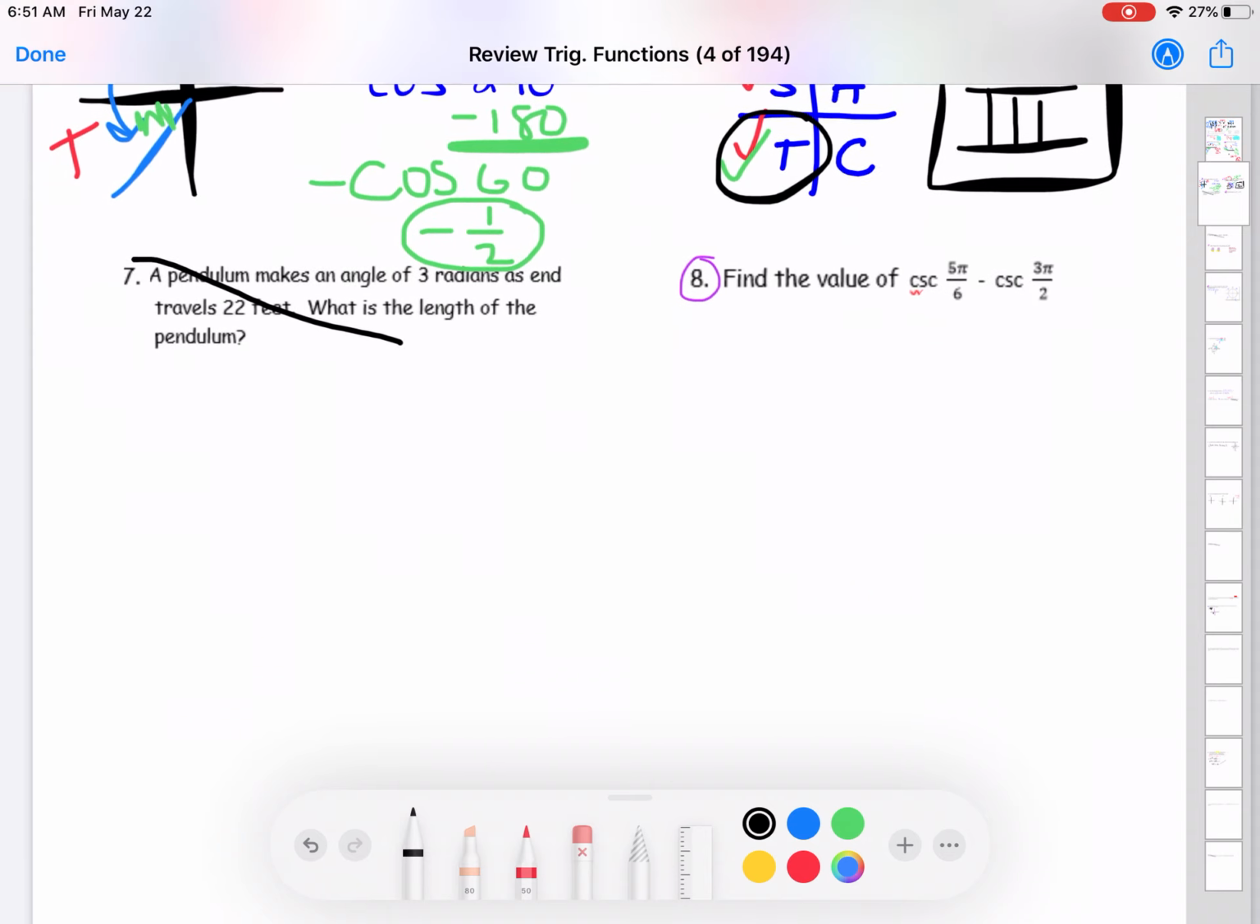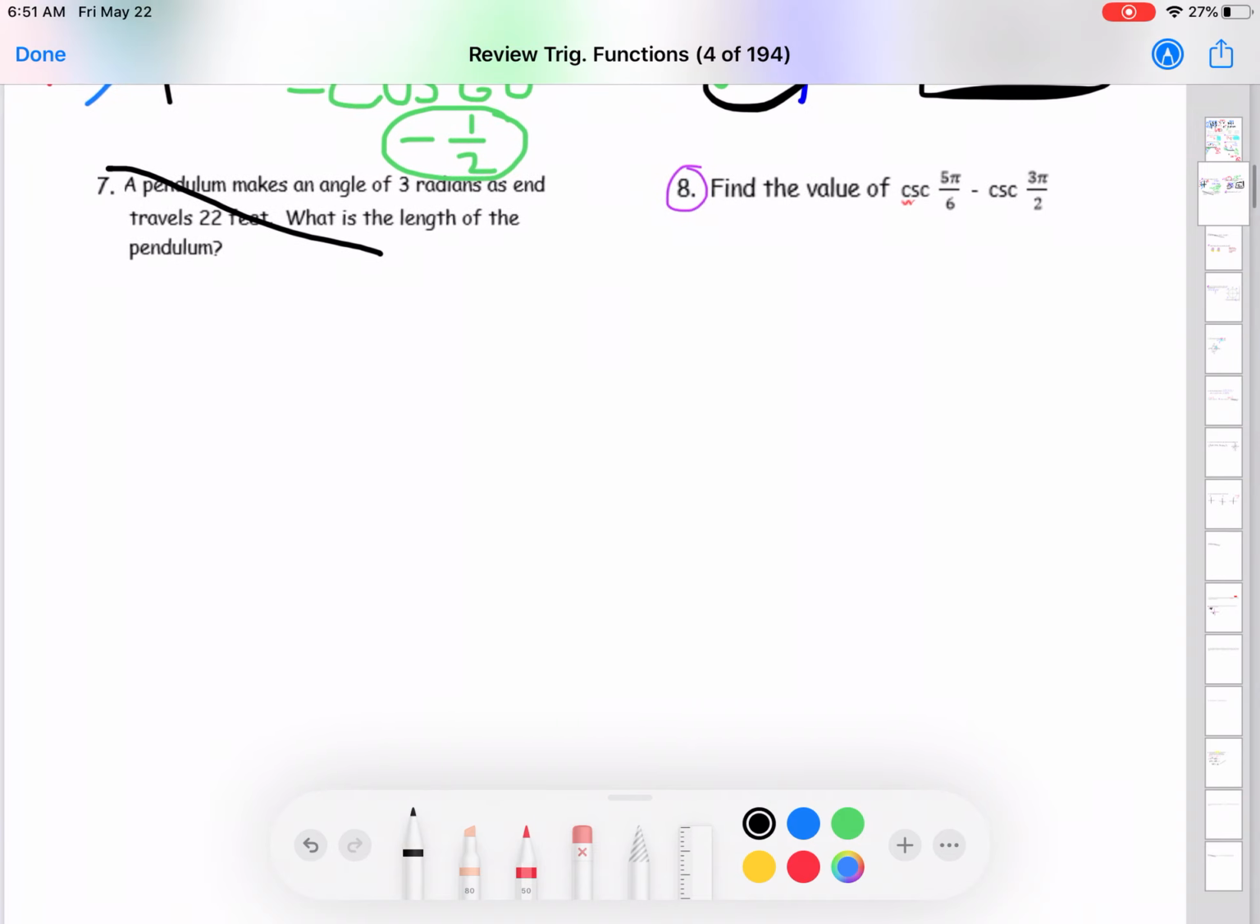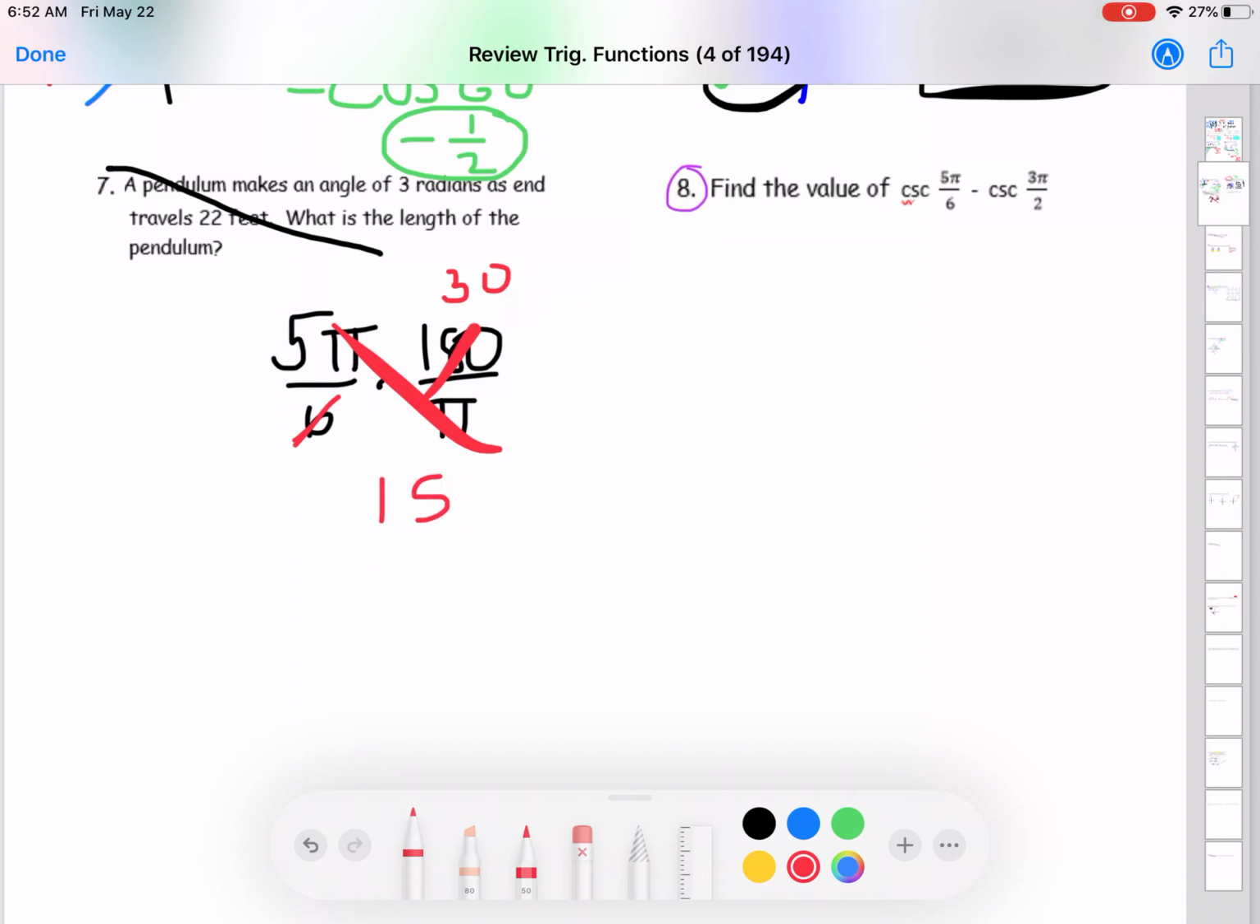Okay, 8. Okay, we're skipping 7. We're going to skip some of these. All right, 8. Find the value of the cosecant of 5 pi over 6 minus cosecant of 3 pi over 2. Okay, so I'm going to use all this space here. So the first thing I'm going to do is convert to degrees. You can throw in your calculator 5/6 times 180 if you want to, or you can do it out with me. 6 goes in once, goes in 30 times. 5 times 30 is 150.